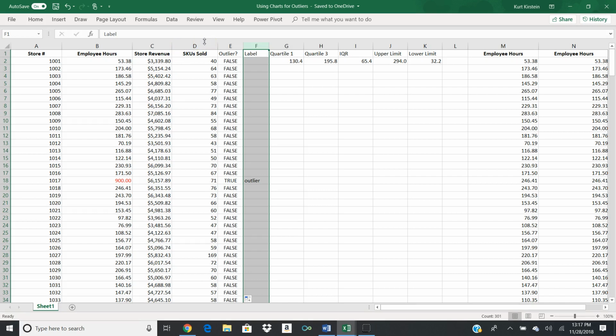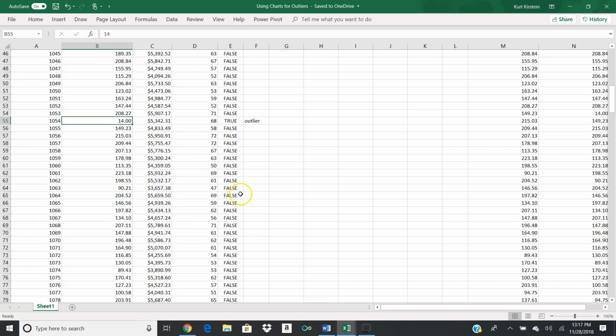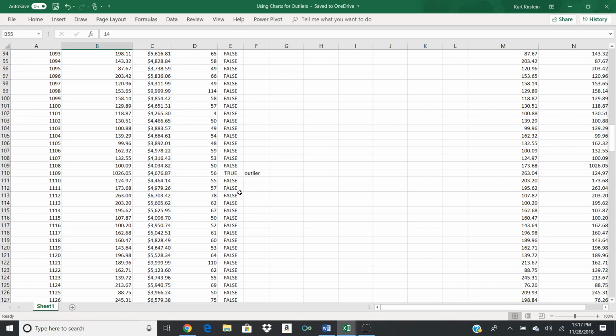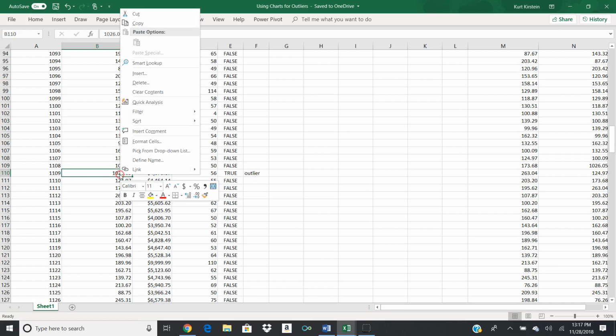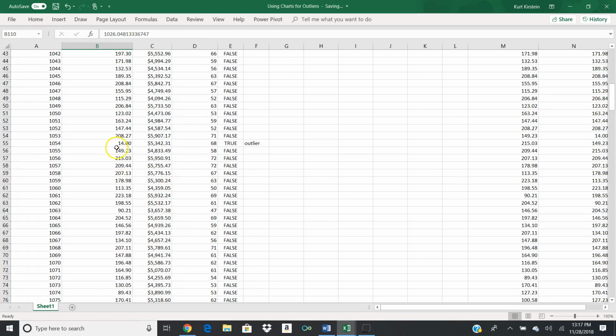All right, now how do we deal with the outliers? Well, the first thing we can do is take a look at what they are. We saw we had 900. We have another outlier here that is 14. One thing that might be easier for you to do is to change the font to red for all the outliers.